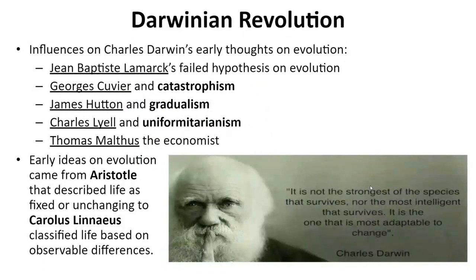Well, Charles Darwin is credited with publishing the first book on the theory of evolution, but his ideas were not new. His ideas were largely based on Jean-Baptiste Lamarck's failed theory of evolution, and also James Hutton's theory of gradualism, where those gradual changes happen over time. But what was missing in those theories was Charles Darwin's observation about the mechanism of what is driving these changes over time.